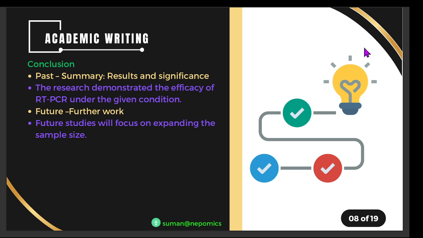Okay, and then in the conclusion section you can use past as well as future tense. Past tense is used to summarize the results and the significance as well. The results demonstrate the efficacy of RT-PCR on the given condition. Then we also use future tense for whatever we are planning to do in the future, or for recommendations. For example, future study will focus on expanding the sample size. That means in this particular study they are limited in the sample size, and now they want to expand that in future work. So in this way you can use different tenses in academic writing.